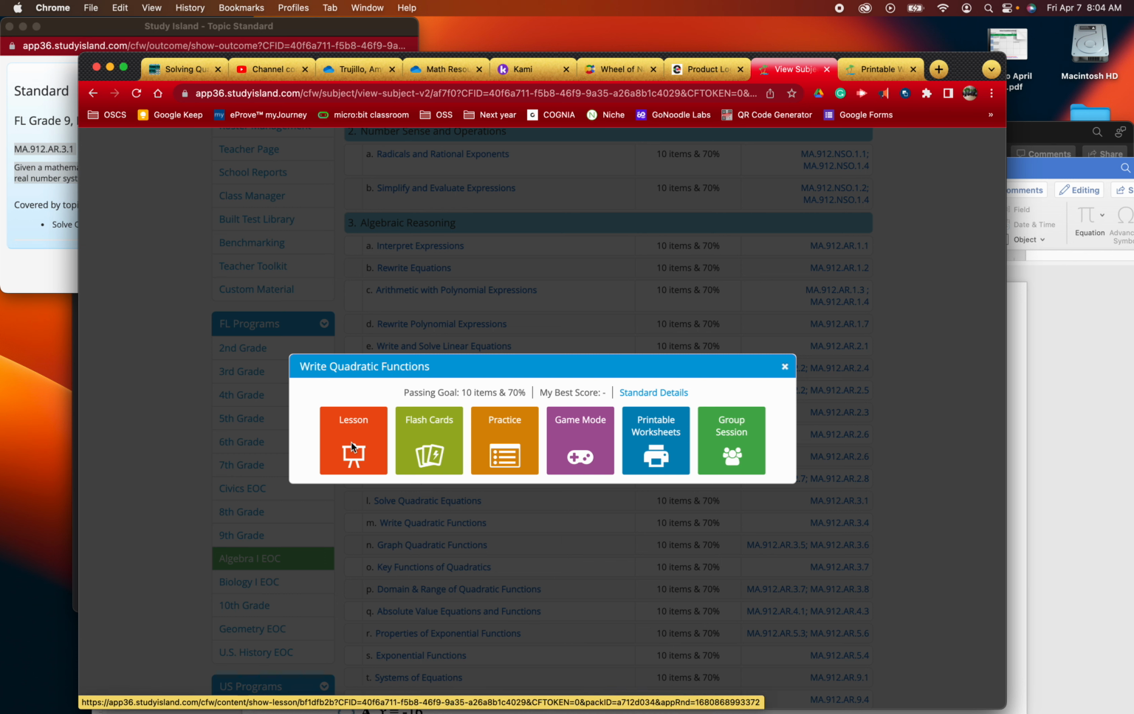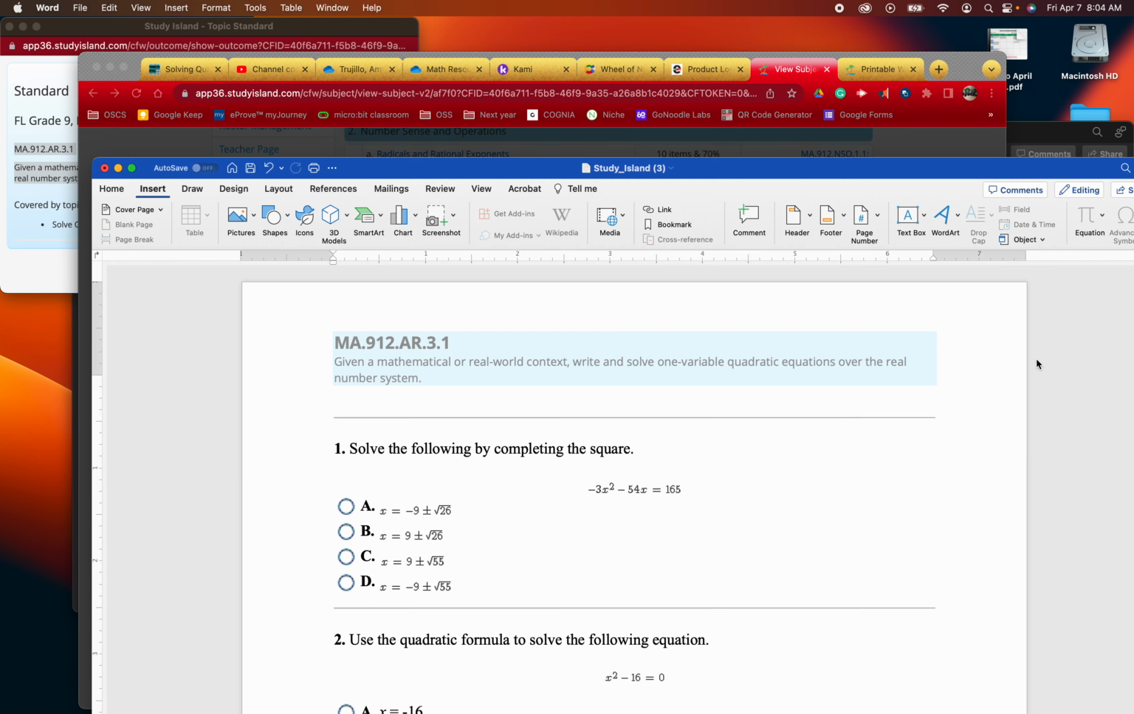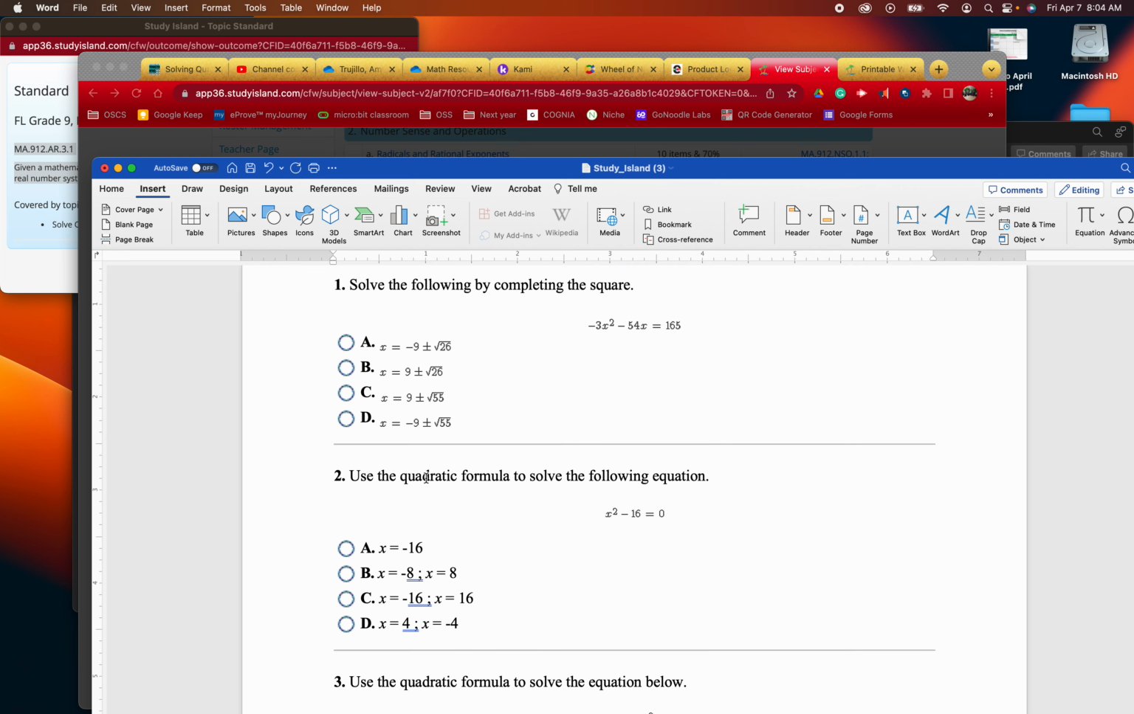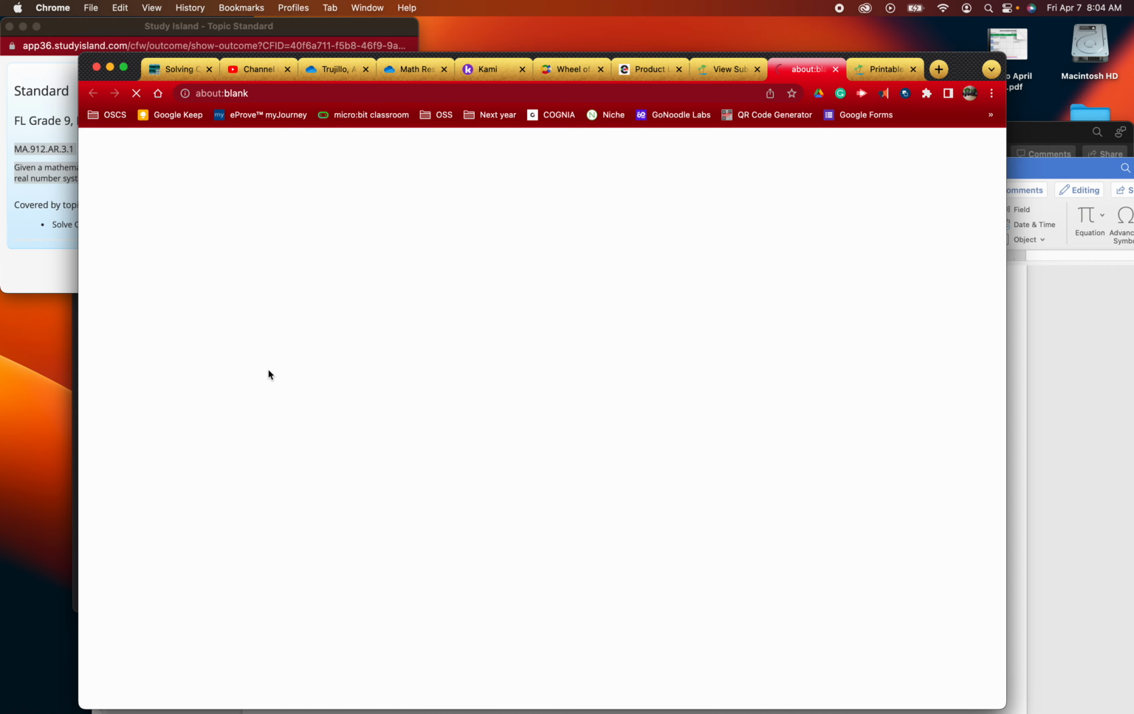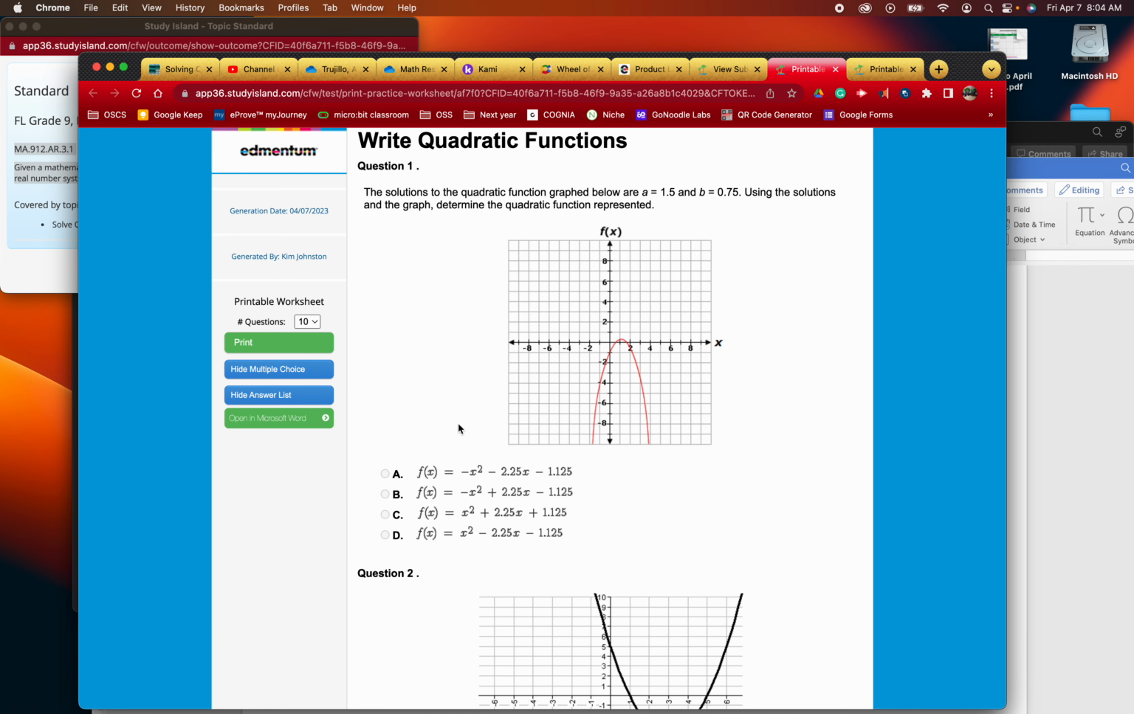it will give you the lesson, the flashcards, the practice, the game, the printable worksheets, and the group session. One of the ways that we're going to focus on right now is the printable worksheet. It's an awesome resource because when you download it, it gives you some questions. So let's just practice. Let's click this. It's only going to give me 10 questions.